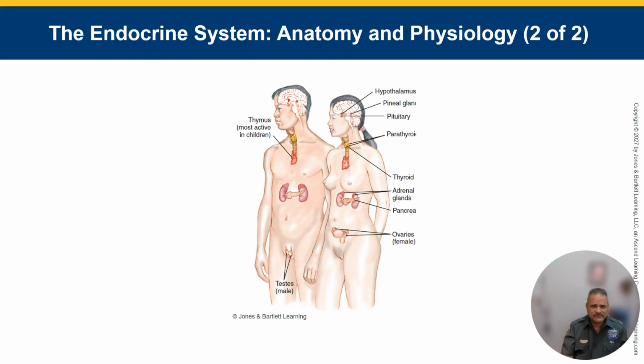There are different parts of the endocrine system: the thymus, the testes in males, hypothalamus, pineal gland, pituitary glands, parathyroid, thyroid, adrenal glands, pancreas, and ovaries in females. So that's the general anatomy of the endocrine system.